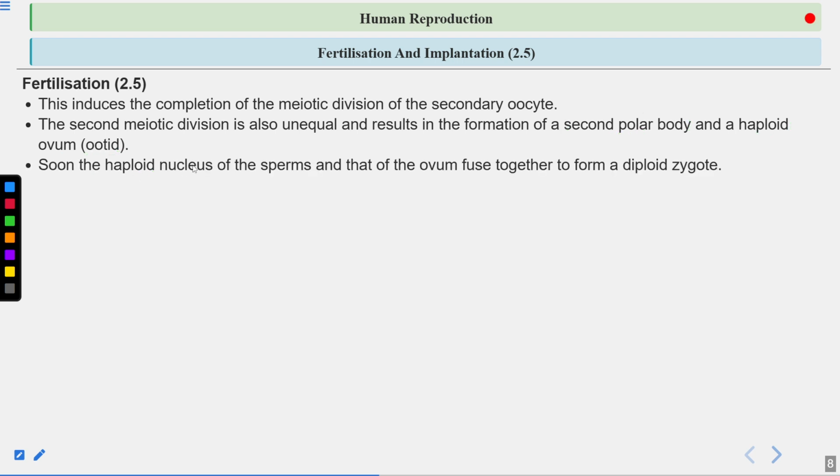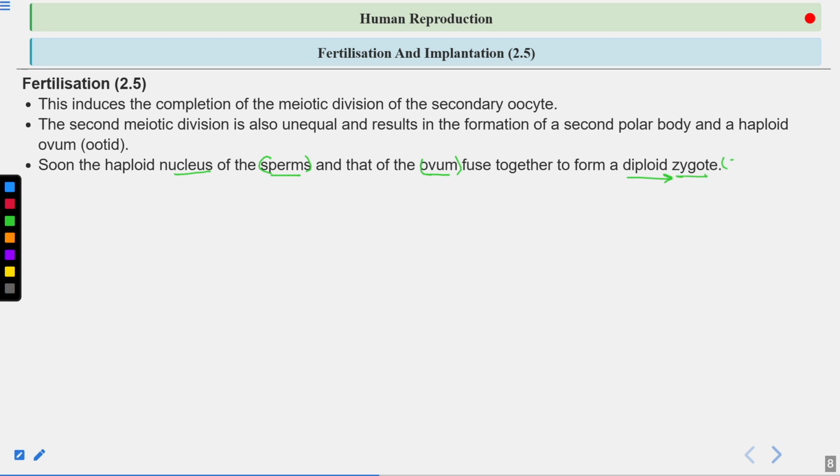Now soon the haploid nucleus of the sperm and that of the ovum fuse together to form the diploid zygote. So you can see here what is happening. Sperm has penetrated the layers of the secondary oocyte. Now the ovum has also been formed. Now the nucleus of the sperm fuses with the nucleus of the ovum, and a diploid zygote is formed.